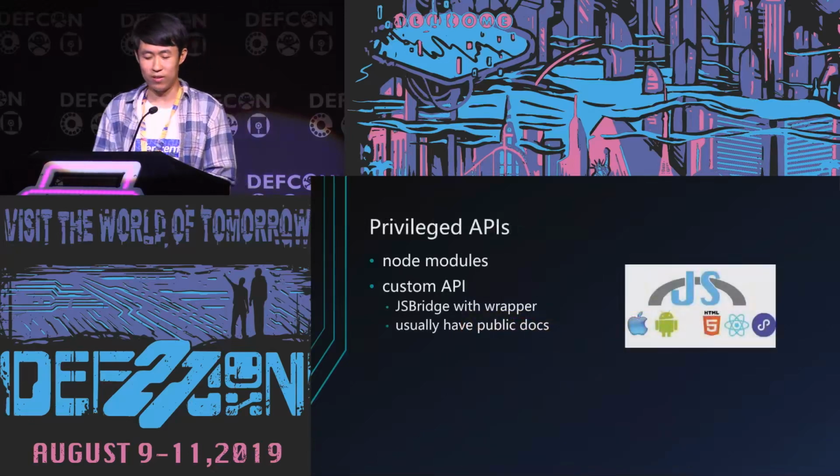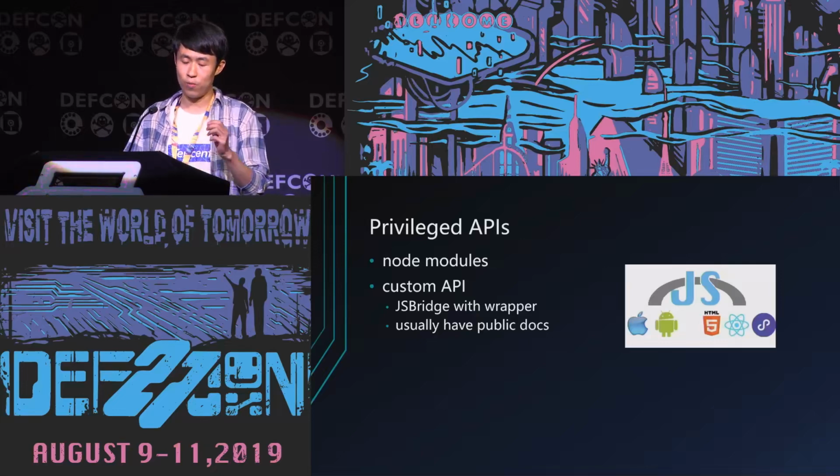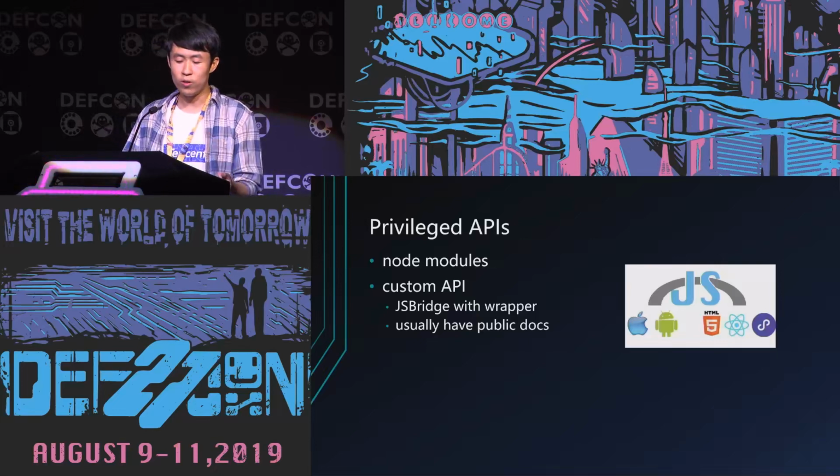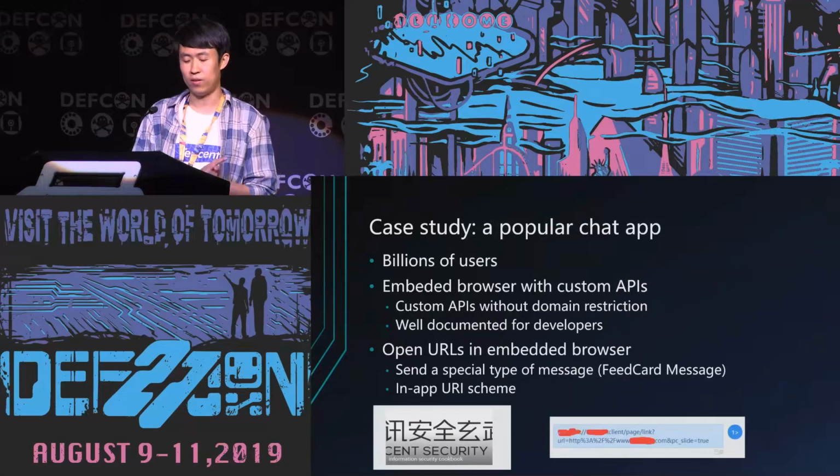So the next part is privileged APIs. Privileged APIs come from about two sources. One is the node modules, and another is the custom APIs that the program just added. Programs usually use a JS bridge with some wrapper to provide custom APIs, and these usually have public documentation. So let's see a case.